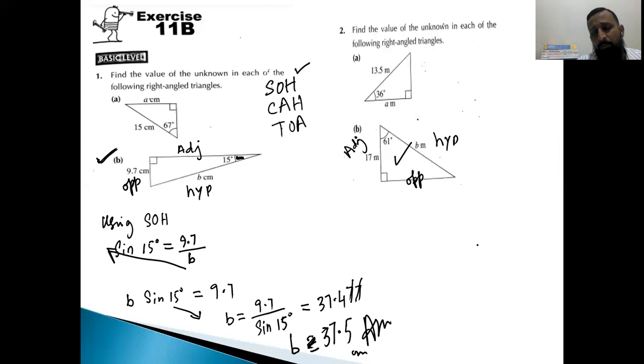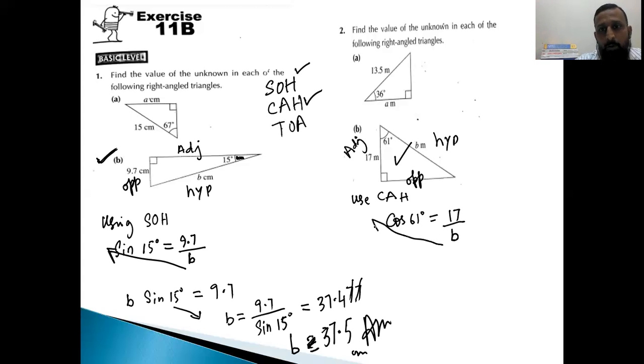Now we need to have a relation between hypotenuse and adjacent. Hypotenuse and adjacent, you need to think, do they come in SOH, do they come in CAH, or do they come in TOA? So I can see CAH, C-A-H. So I'm using here CAH. That is cos of this given angle 61 degrees equals adjacent value 17 and hypotenuse value B. All right, boys and girls, cross multiply this B over there. So I have B cos 61 degrees equals 17.